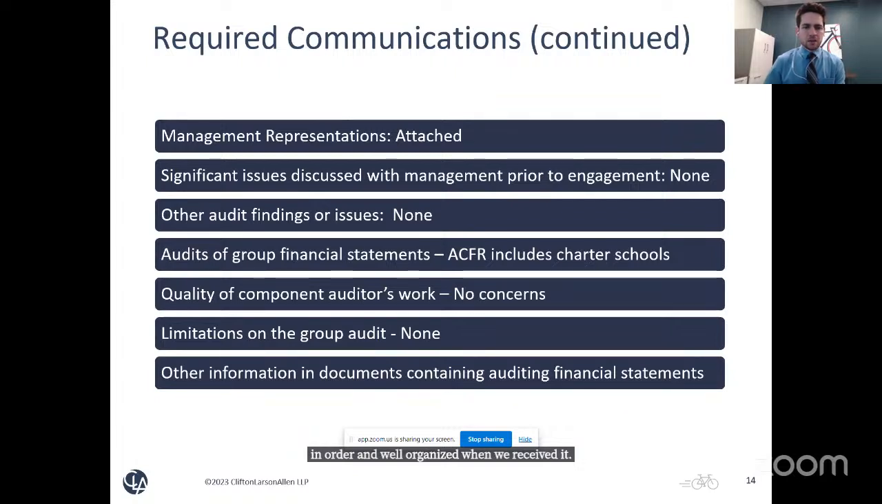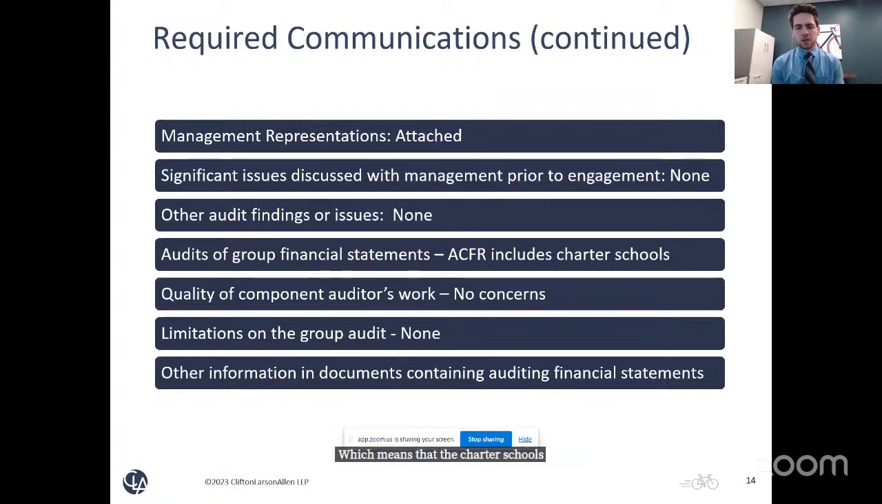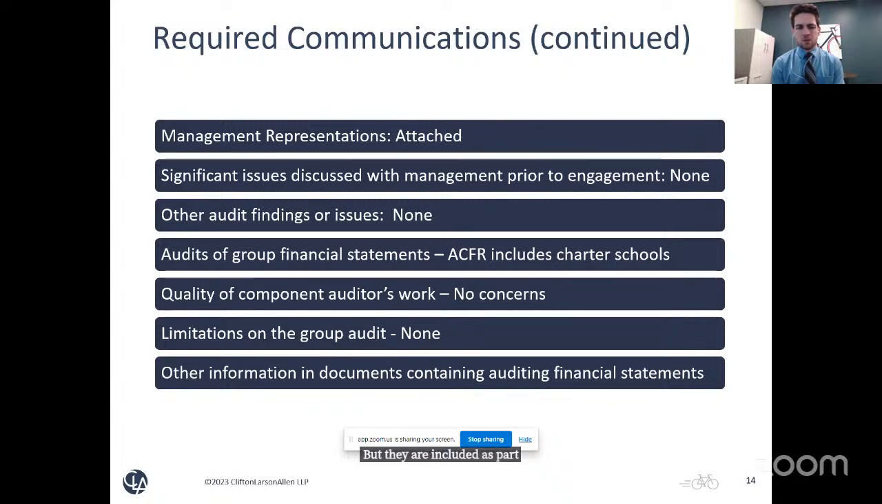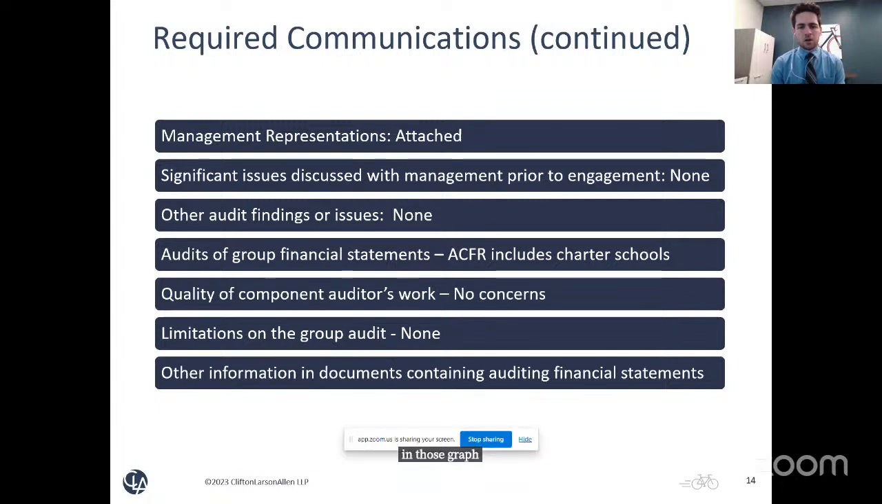The last thing that I'll point out from this one is that the district does have what we refer to as a group financial statement, which means that the charter schools within the district are included. Obviously, they have their own separate governing board and separate management, but they are included as part of what the district has oversight over. Those are presented within separate columns, so the charter schools would not be included in those graphs that we were looking at earlier, but you will see their financial information included within there.